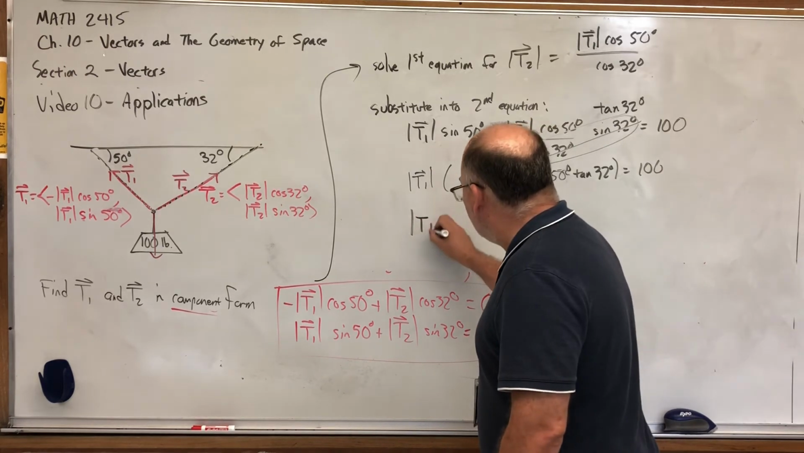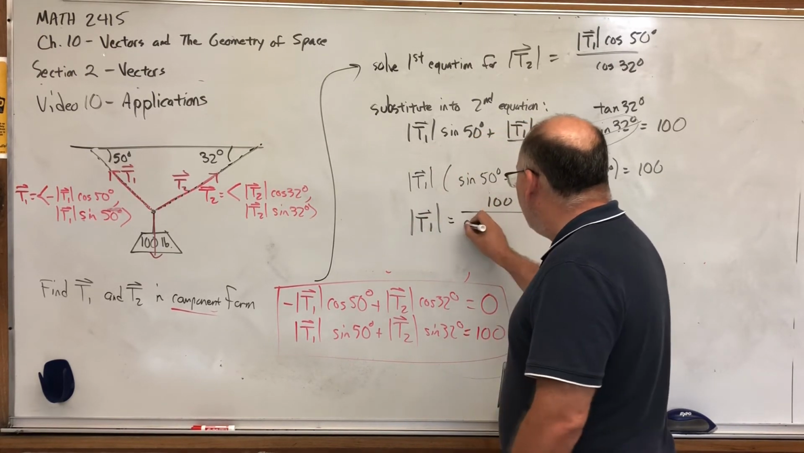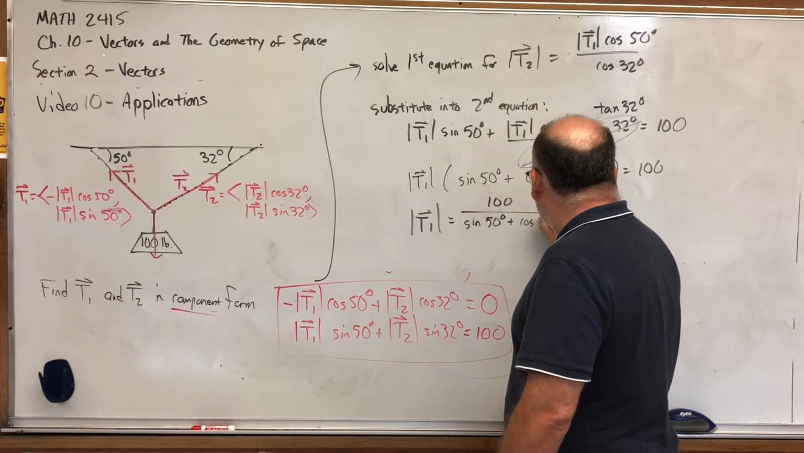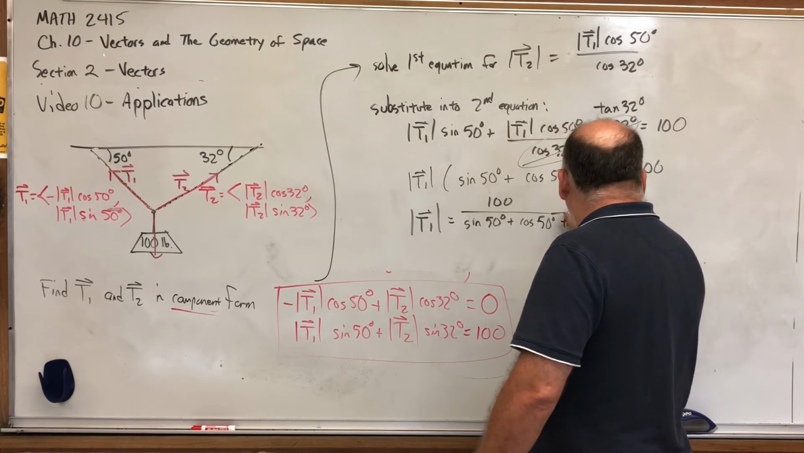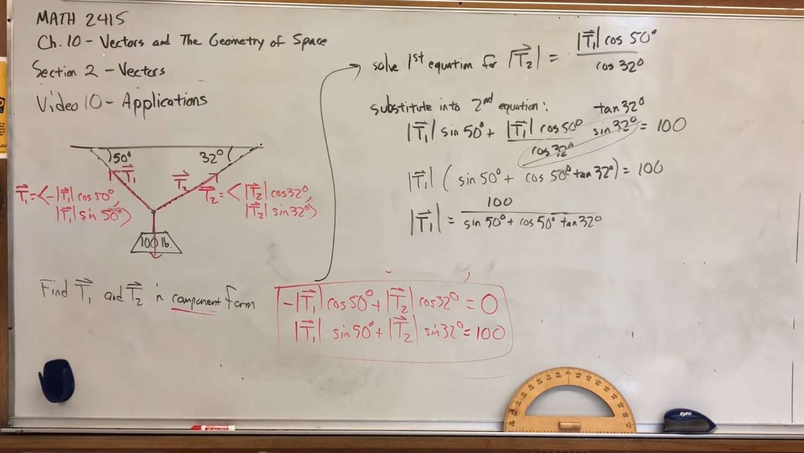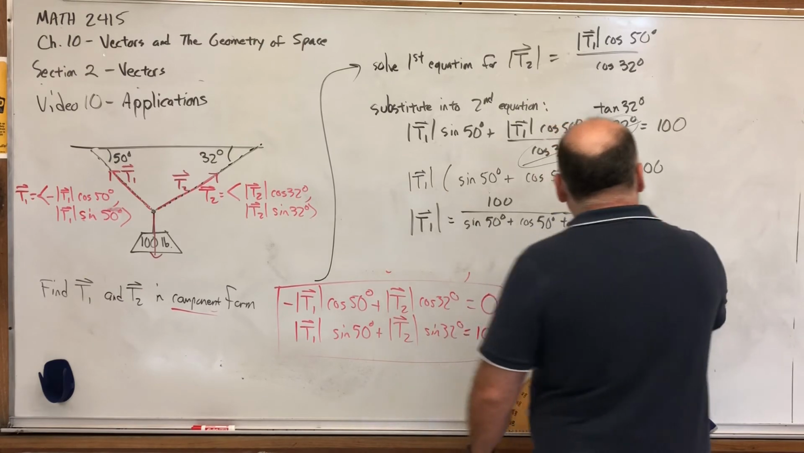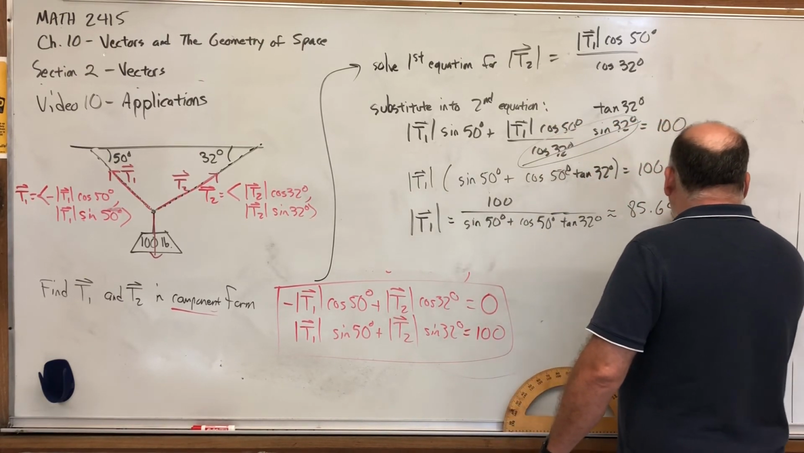And we know that the magnitude of T1 is equal to 100 divided by sine of 50 degrees plus cosine of 50 degrees, tangent of 32 degrees. And that could go into a calculator and get a decimal approximation. The author does do this, and the magnitude of T1 is about 85.64 pounds. Remember, our forces are being measured in pounds in this problem.